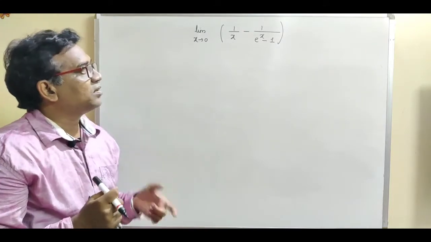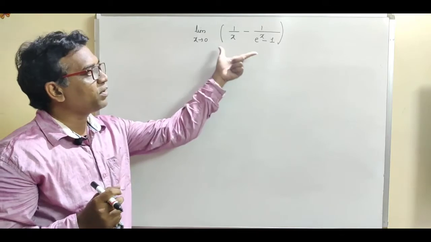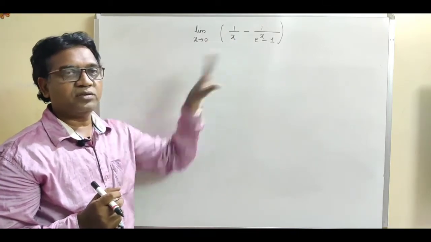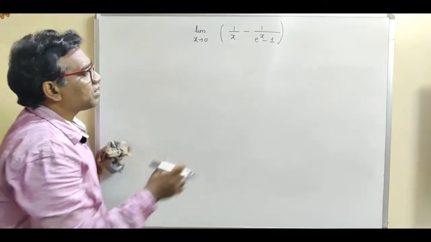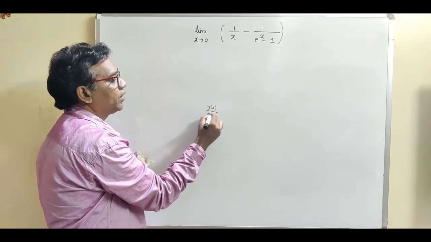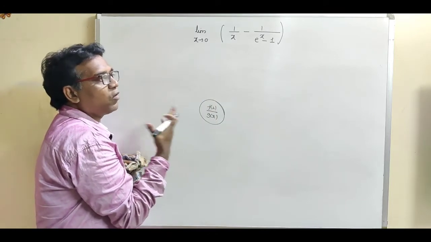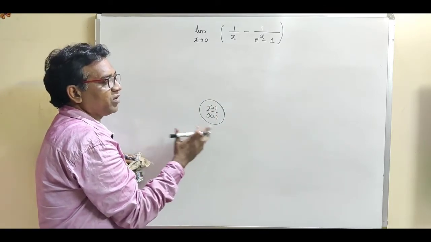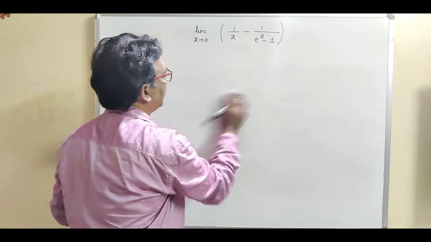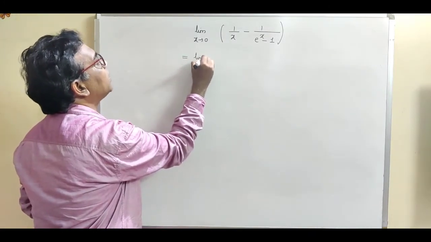Now see, this is the continuation of the same topic. If the limit form contains subtraction, then what is the method? Just convert this limit form into division form. If the limit form contains division form, then we can apply the L'Hopital rule. Otherwise, we cannot apply the L'Hopital rule. So just convert this form in terms of division.